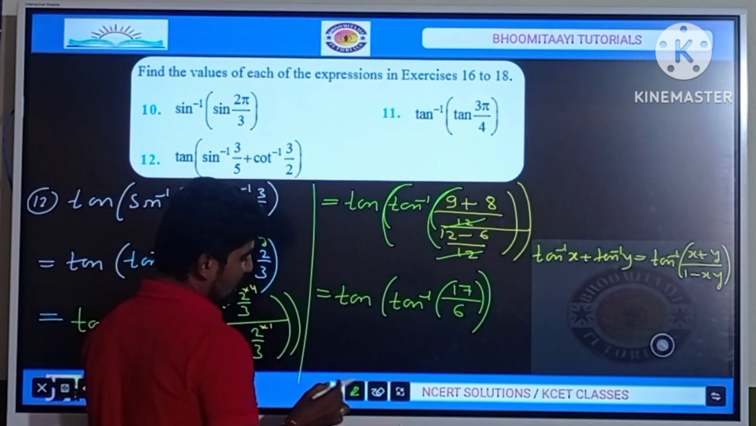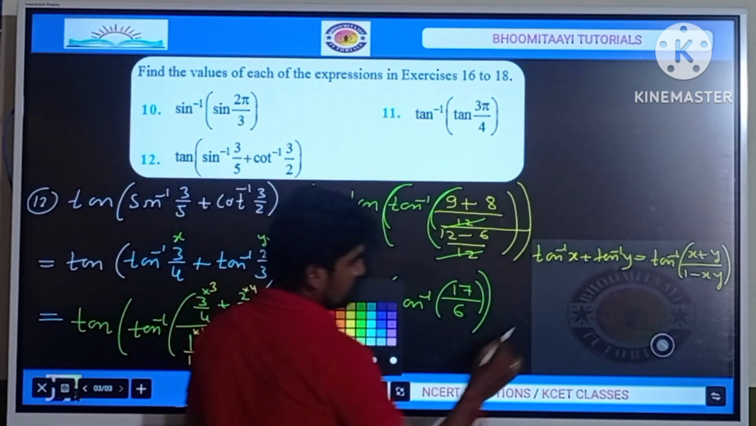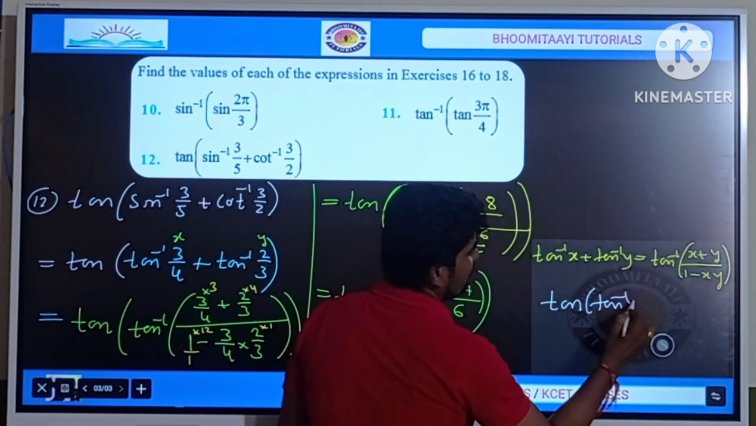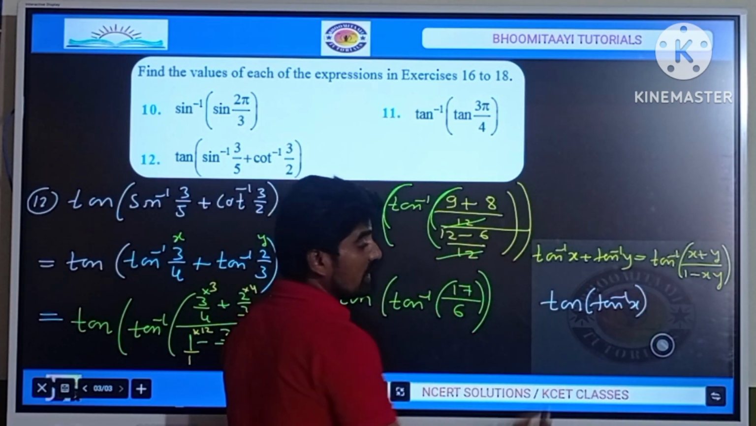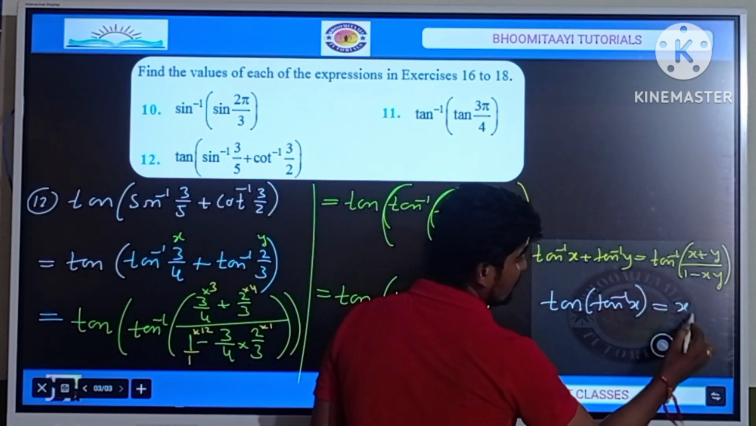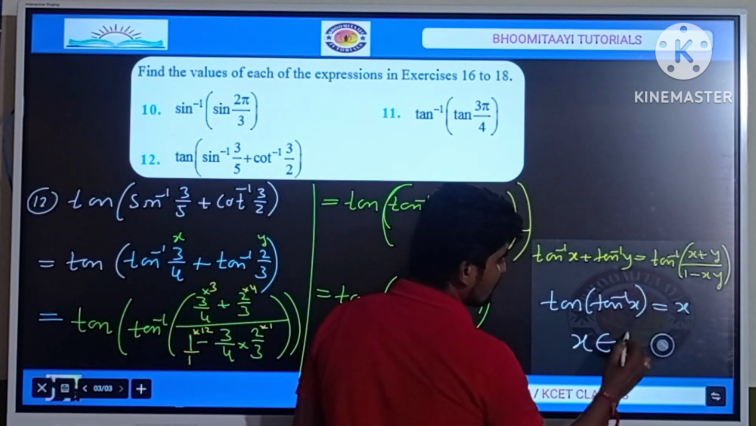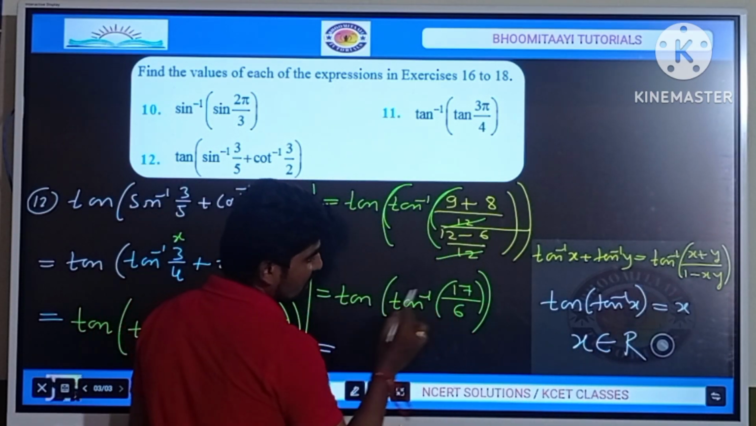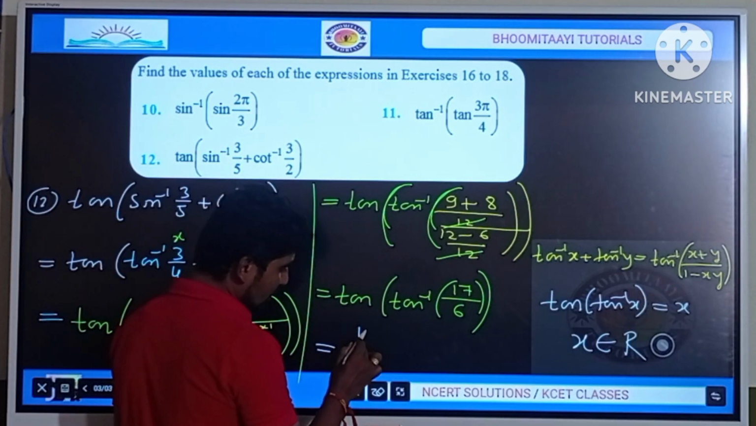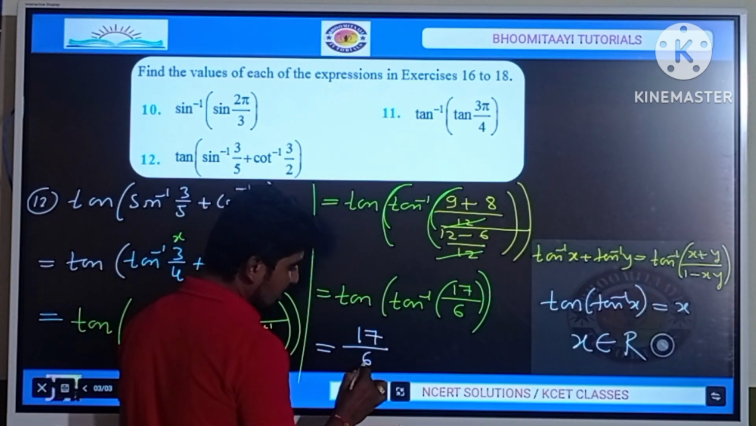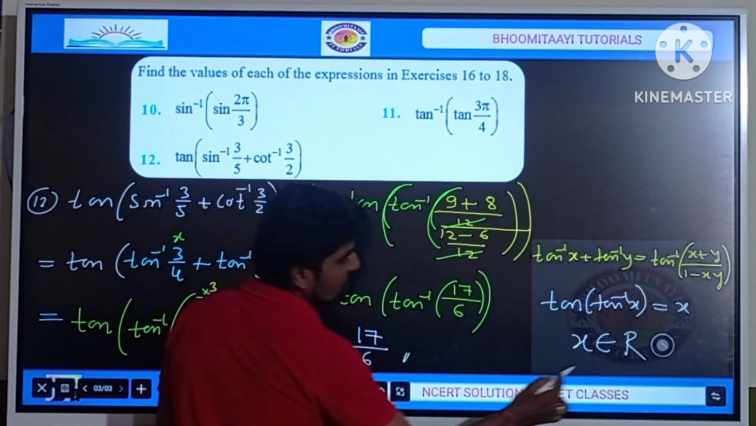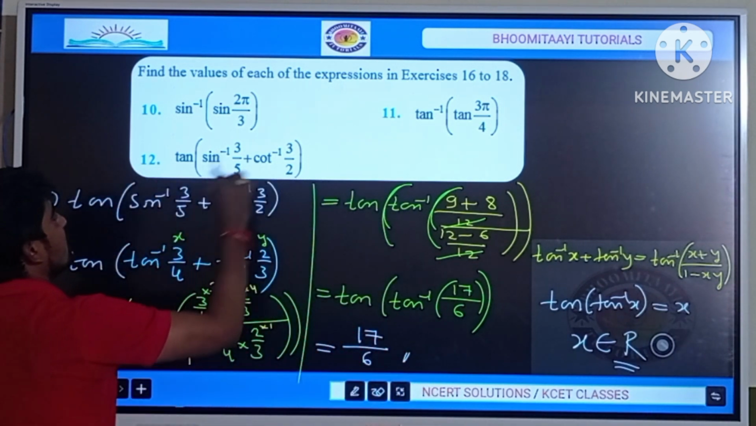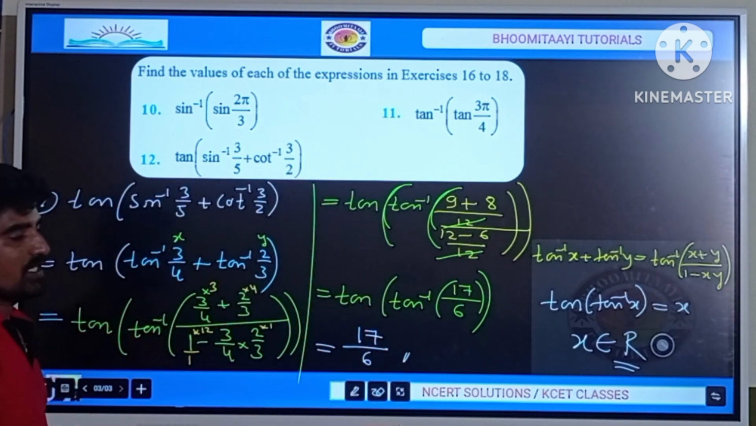Now it is of the form tan inverse x, and we know that tan inverse x is equal to x for x belonging to the set of real numbers. Therefore tan inverse of 17 by 6 is equal to 17 by 6, because 17 by 6 belongs to the real numbers, and 17 by 6 is the value of this given inverse trigonometric function.